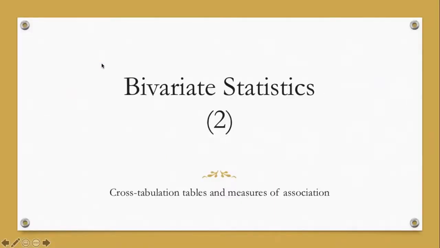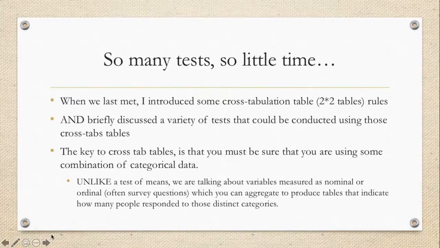All right, everyone, we're back to bivariate statistics. This is the second in the series. This time we're going to go over some cross-tabulation tables and their associated measures of association. Before the break and after the midterm, we talked about some crosstab tables, but in very, very general terms.